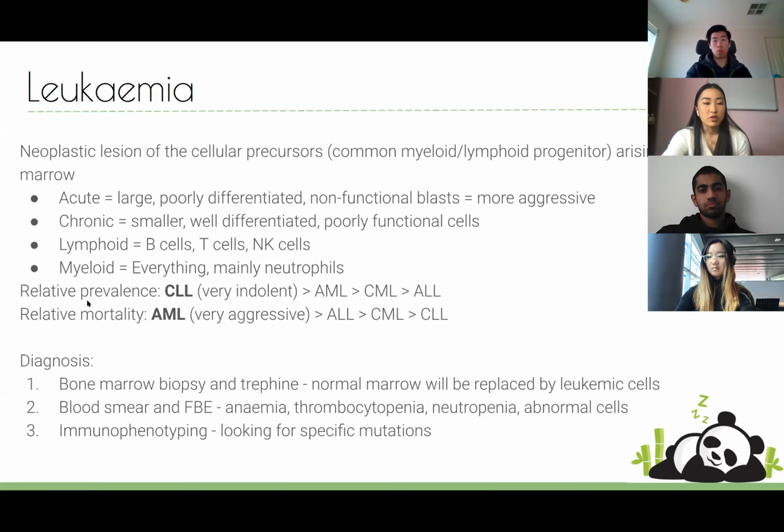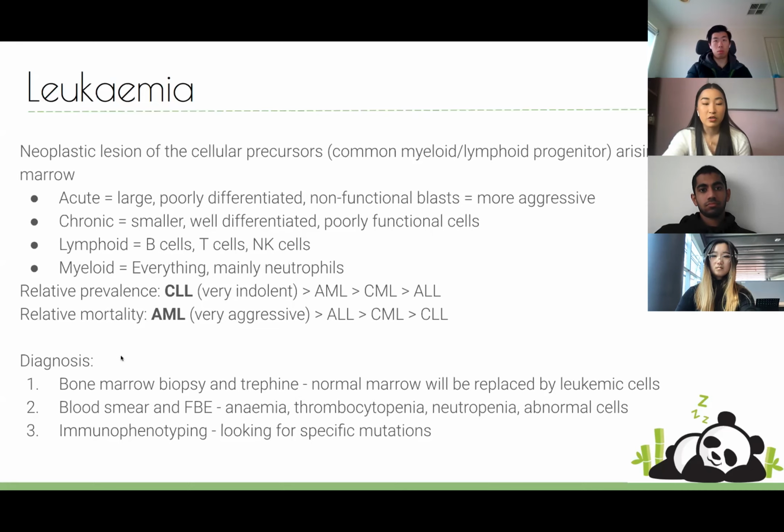And then just for fun facts, the relative prevalence kind of goes in this order. We'll talk about each of them individually, but CLL is very indolent and very common. People usually die with this leukemia, not of the leukemia. And then in terms of mortality, AML is the most aggressive.